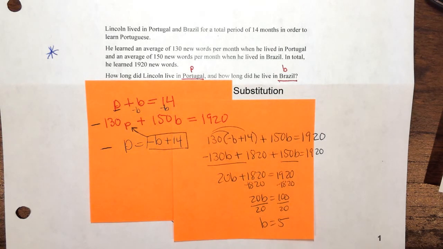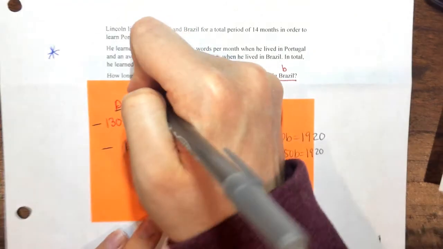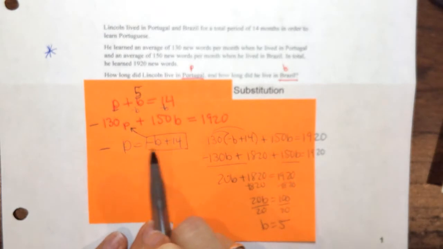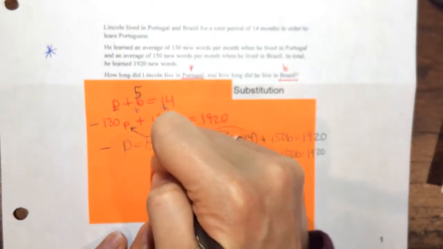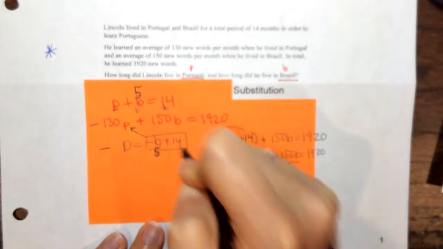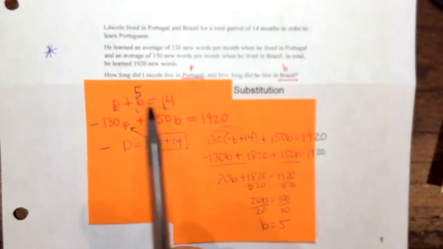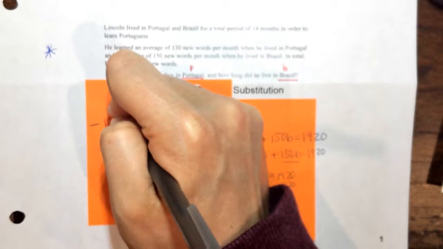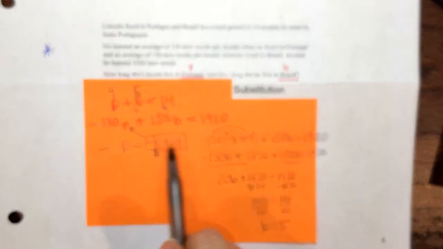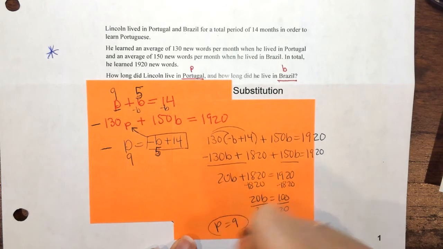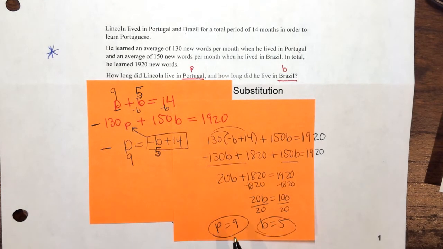If he lived in Brazil for 5 months, if I think back to here or go back to the one I rearranged, either way when I solve for P, what plus 5 gives me 14? Well, that would be 9. Negative 5 plus 14, that would be 9. So P would be 9. So that means Lincoln lived in Portugal for 9 months and Brazil for 5 months.